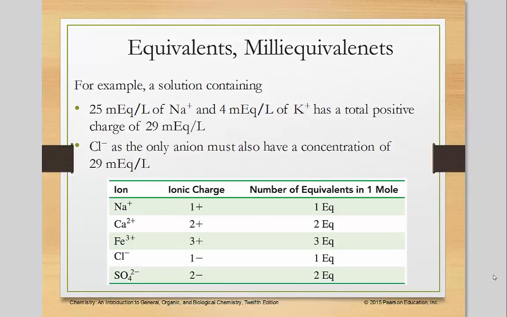For example, a solution containing 25 milliequivalents of sodium and 4 milliequivalents of potassium. 25 plus 4 gives us 29. And the positive and the negatives have to equal out. So if we have 29 positives, that means we're going to have 29 negatives.